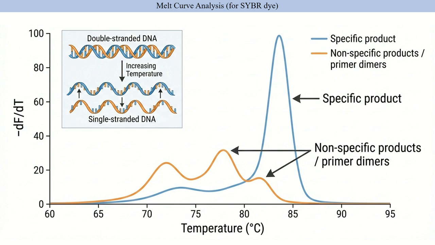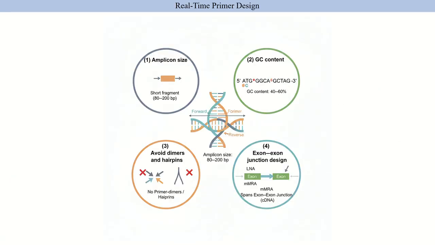Specific product depends strongly on the primer quality. So next we focus on primer design principles. Primers should be specific to the gene, avoid secondary structure, have balanced GC content, and produce a short amplicon for efficiency. Exon-exon junction spanning is preferred for expression analysis to avoid genomic DNA amplification.